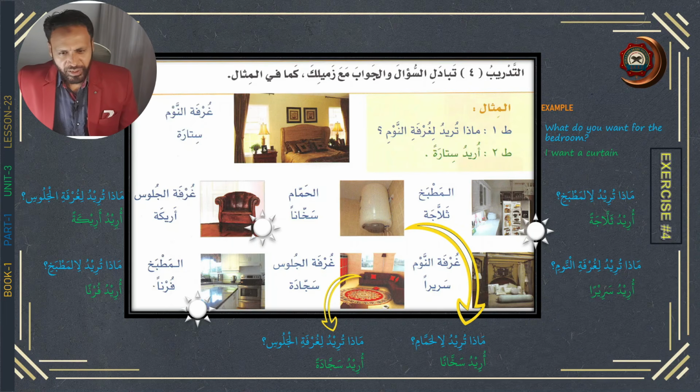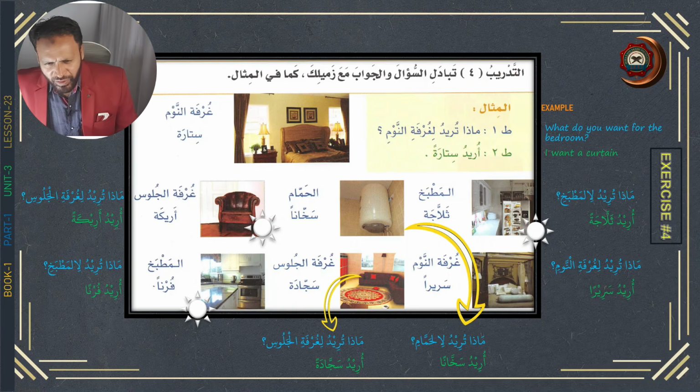Arika is also there, right? And what else was there? There was a sarir also. Bed. There was a sarir, bed. What are the roots here? Seen, Ra, Ra. Read.